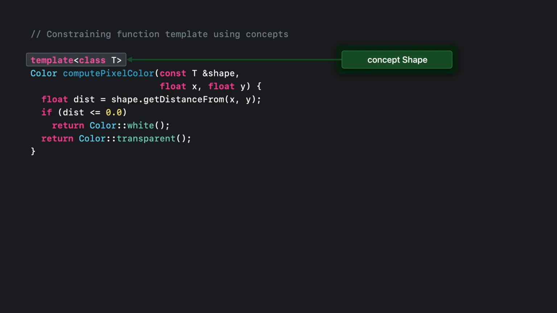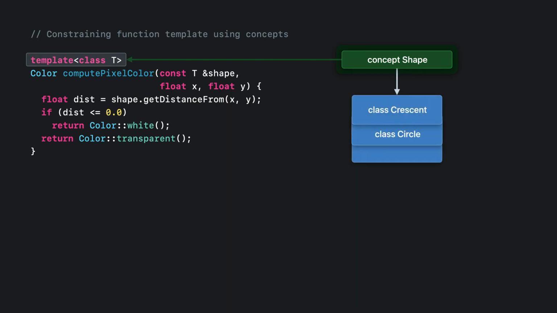In order to constrain the type, I'm going to create a shape concept. This concept will validate the type's behavior and will accept classes like circle, crescent, and any other shape class that I might want to add in the future. In order to create a concept like shape, I first need to identify the requirements that must be validated by this concept. Let's see how this can be done.